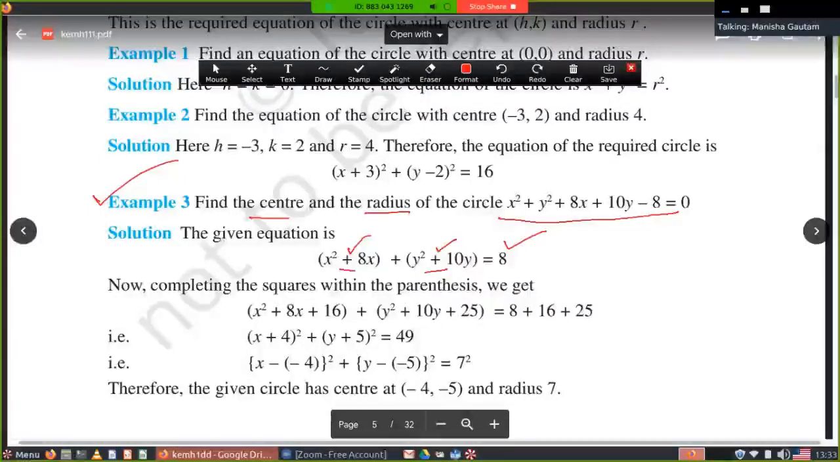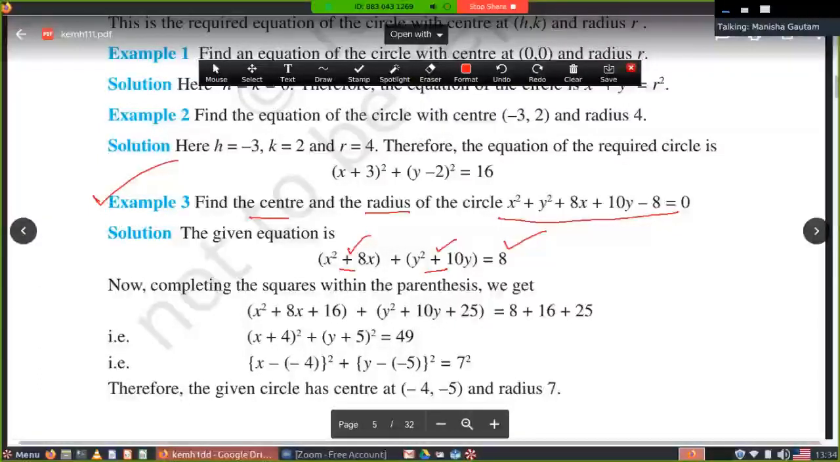Now in the first group x terms are there and y terms are in the second group. According to the completing the square method, you have to add and subtract in these brackets. What to add and subtract? You have to first make the coefficient of x square and y square 1. It is already given to you, so there is no need to make the coefficient of x square and y square 1.